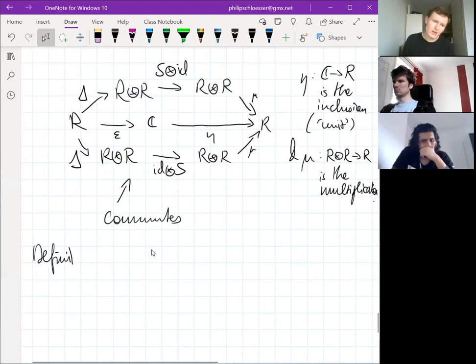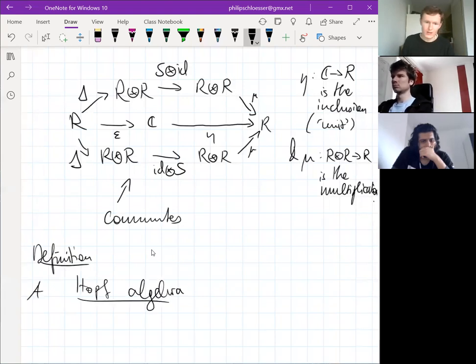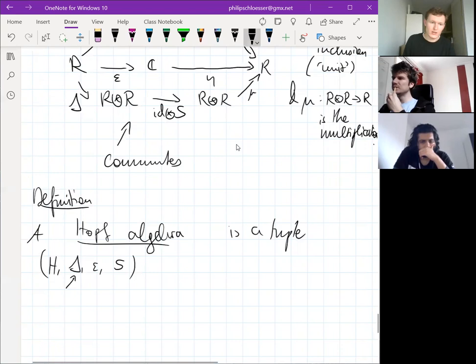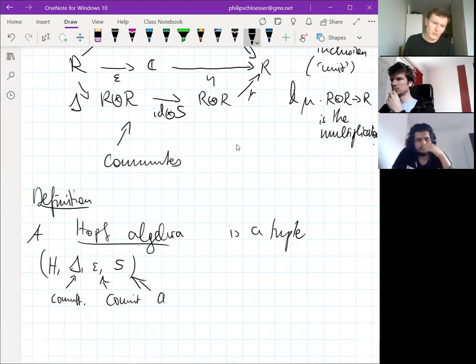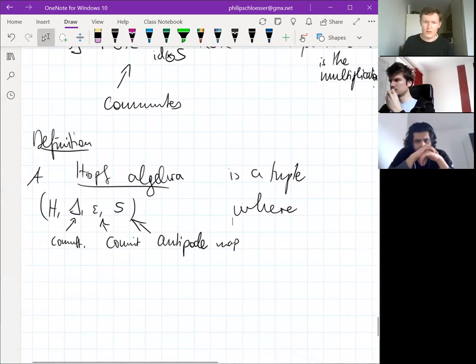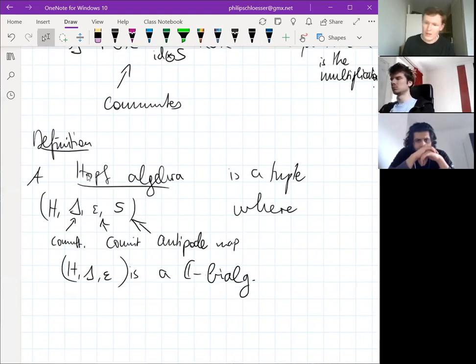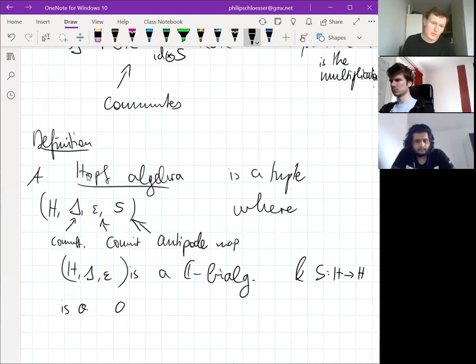Okay, now for the big definition. A Hopf algebra is a tuple H, delta, epsilon, S, where we call delta the co-multiplication, as we had before, epsilon the co-unit, as before, and S the antipode map, where H, delta, epsilon is a bialgebra, and S from H to H is a C algebra antimorphism.